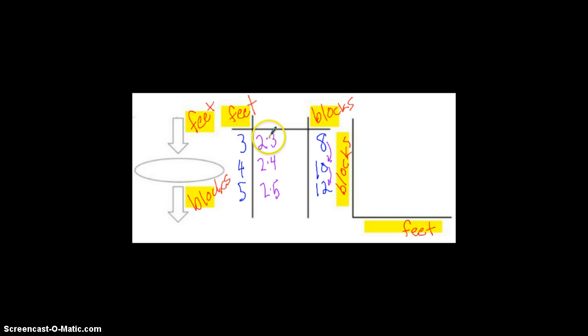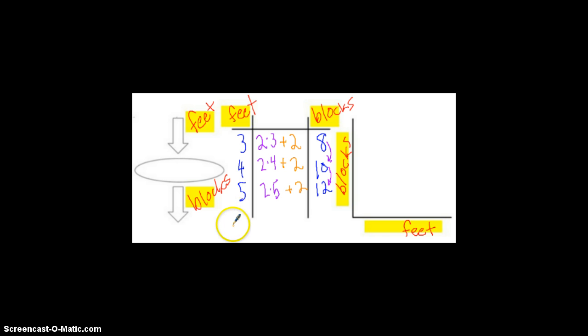Now, that's not going to work. 2 times 3 is 6, and I wanted 8. 2 times 4 is 8, and I wanted 10. 2 times 5 is 10, and I wanted 12. So I have to add something additional. 6 plus what to get 8? 6 plus 2 to get 8. And 8 plus 2 to get 10. And 10 plus 2 to get 12. Okay, so my function is 2 times the input plus 2 more.